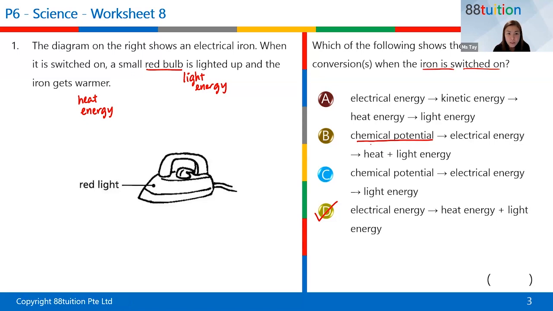Was there anything stated in the question to tell you that batteries are used? Did anything mention fuels being used to generate the electricity? Yes or no? Didn't, right? I didn't see anything here. So nothing in the question mentioned that the electrical energy came from fuels or came from batteries.